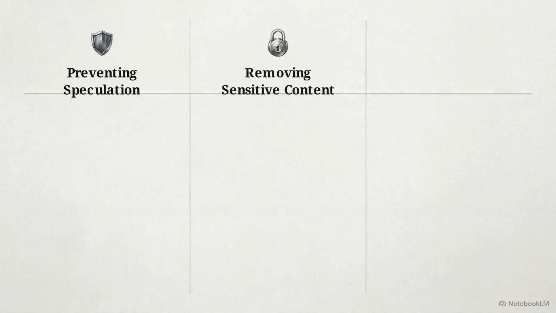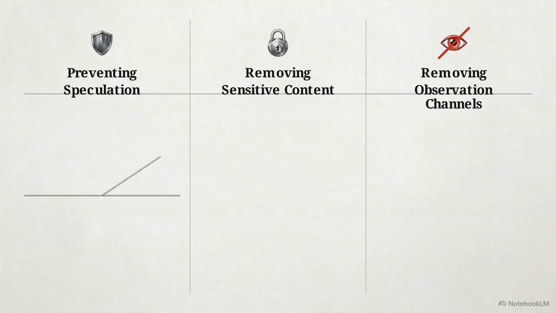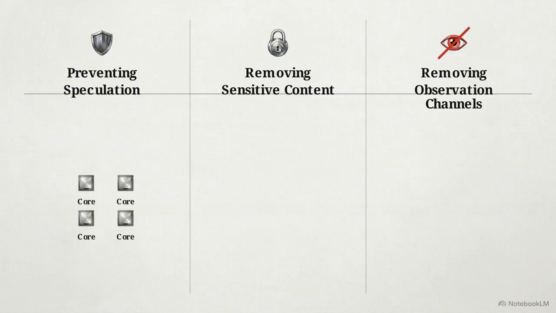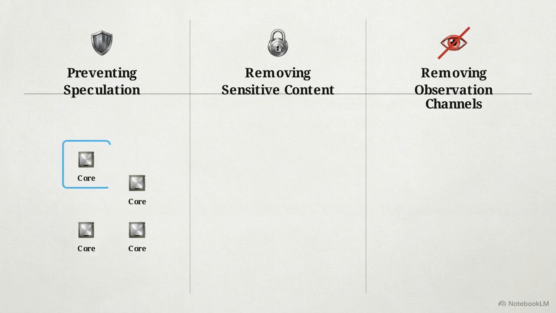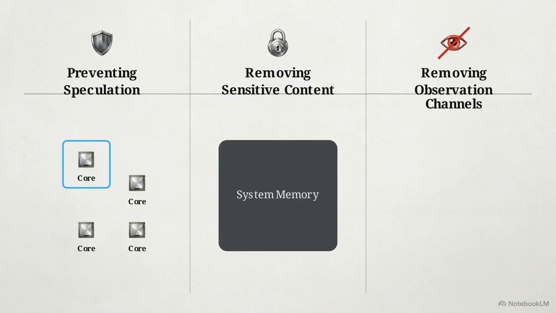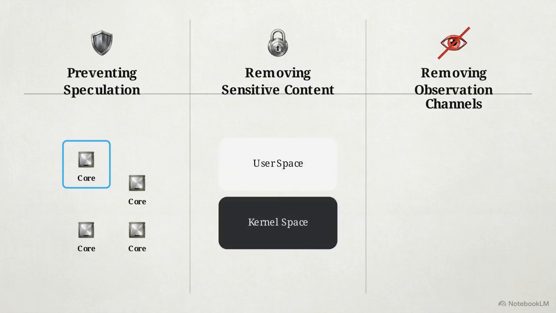Stopping hardware-level side-channel leaks requires a holistic framework. Microsoft categorizes these mitigations into three broad tactical pillars: preventing speculation, removing sensitive content, and removing observation channels. To prevent speculation, engineers insert explicit barrier instructions, like LFENCE, to force the CPU to serialize execution and halt risky branch predictions. Systems also dedicate specific isolated CPU cores to the hypervisor root partition to avoid shared prediction states entirely.